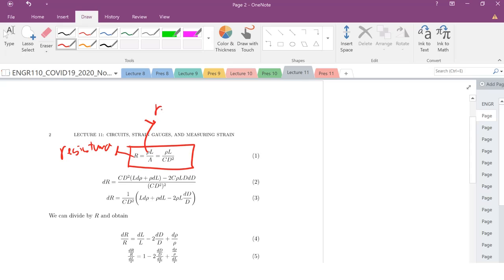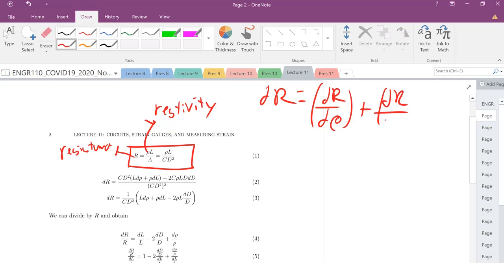This row is your resistivity, and then the rest of the parameters we've already discussed here. So we can figure out what is the change in resistance. For the change in resistance, we're just going to do a chain rule, so some little bit of math here. R with respect to resistivity, plus del R, change in R with respect to L, plus dR with respect to D. And C we know is a constant.